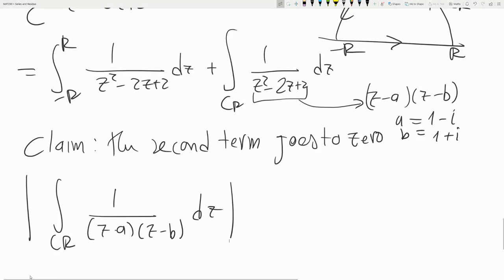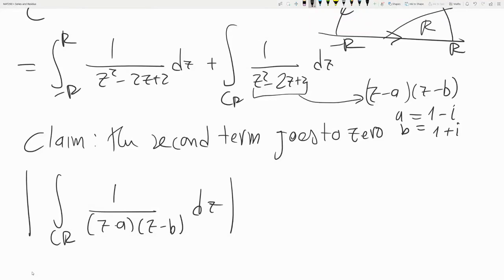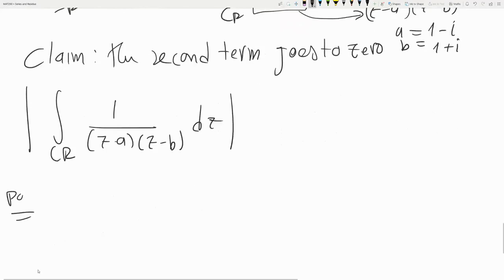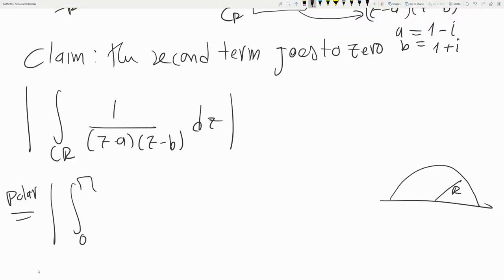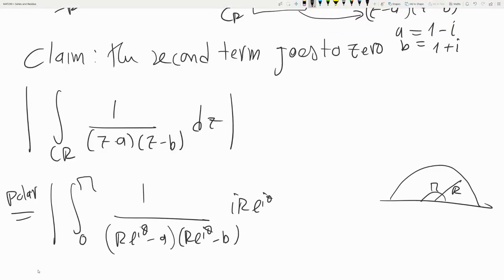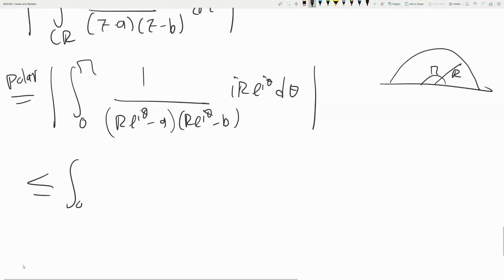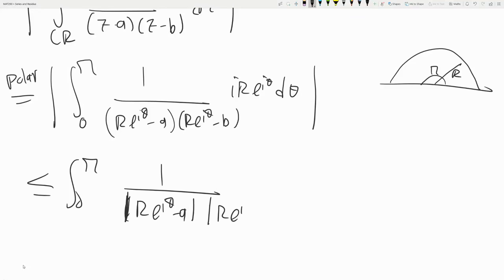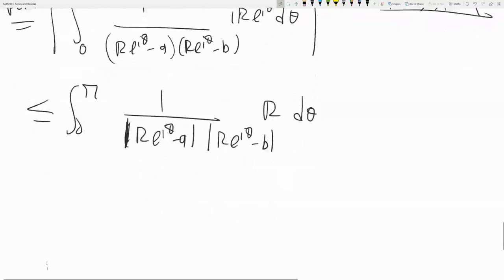All right. Now this is a circle, and it's a circle of radius R. So let's do polar coordinates. 0 to pi, we put pi because this is a semicircle. It has angle pi. And we have R e^{i theta} minus a, R e^{i theta} minus b, and i R e^{i theta} d theta. Okay, that's polar coordinates. And then let's do triangle inequality. e^{i theta} has norm 1, so you just have R. Okay, good. Now what? Almost there. I have to take a limit in R.